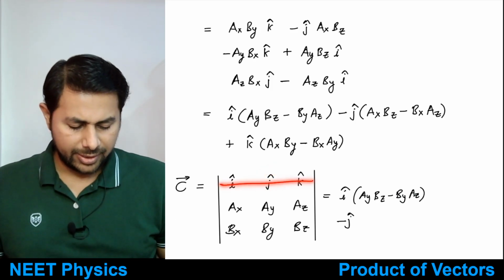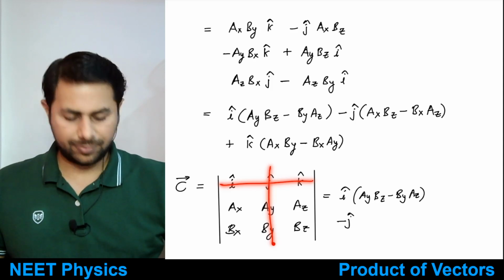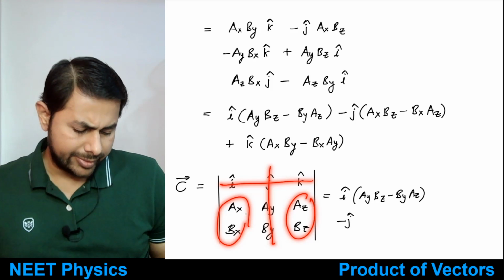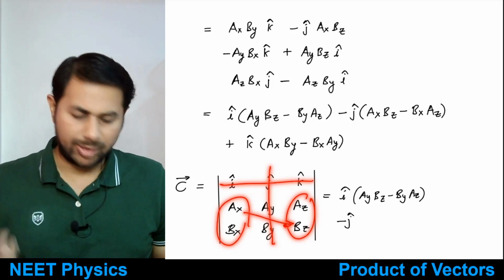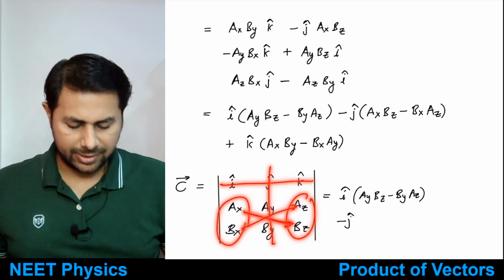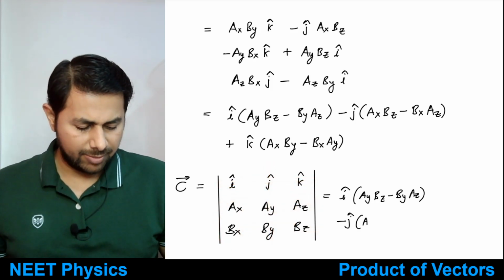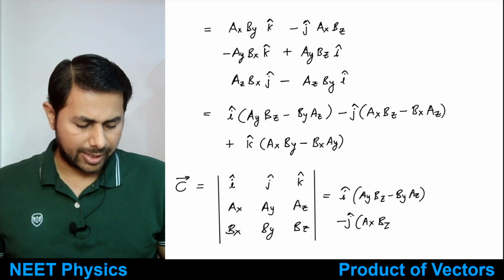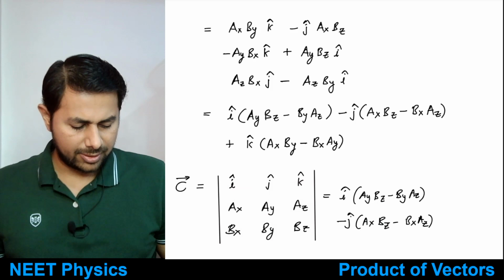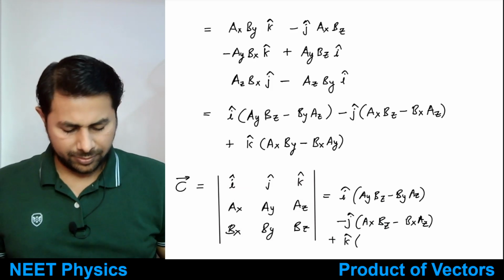Then hide this row and this column, so you are left with these four. Then do cross multiplication: ax bz minus bx az, and then write plus k cap.